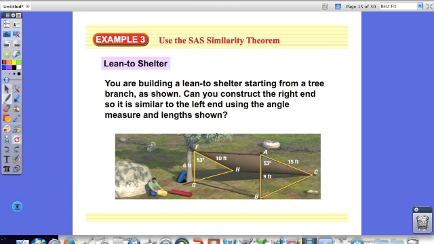So you are building a lean-to shelter starting from a tree branch as shown. Can you construct the right end so that it is similar to the left end using the angle measure and length shown below? So since these are both 53 degrees, and 6 to 9 has a ratio of 2 to 3, 10 to 15 has a ratio of 2 to 3. They're going to be similar.